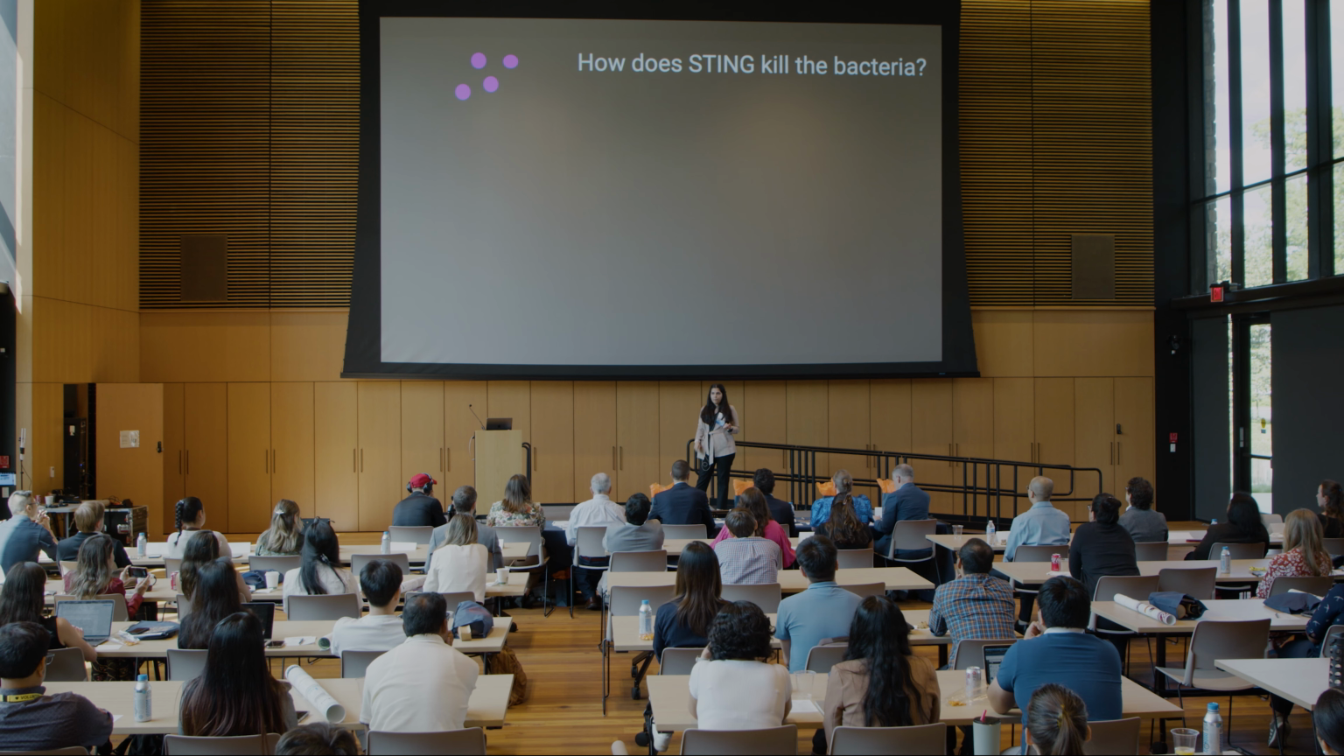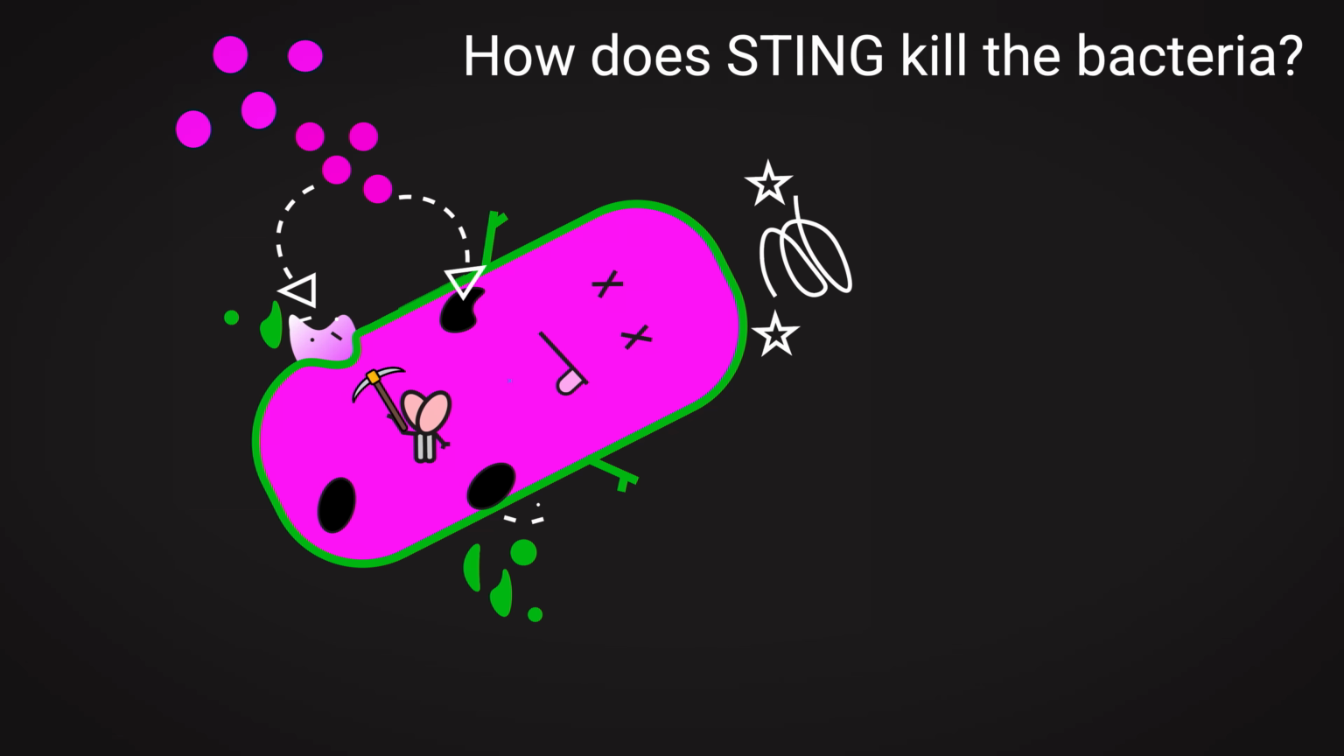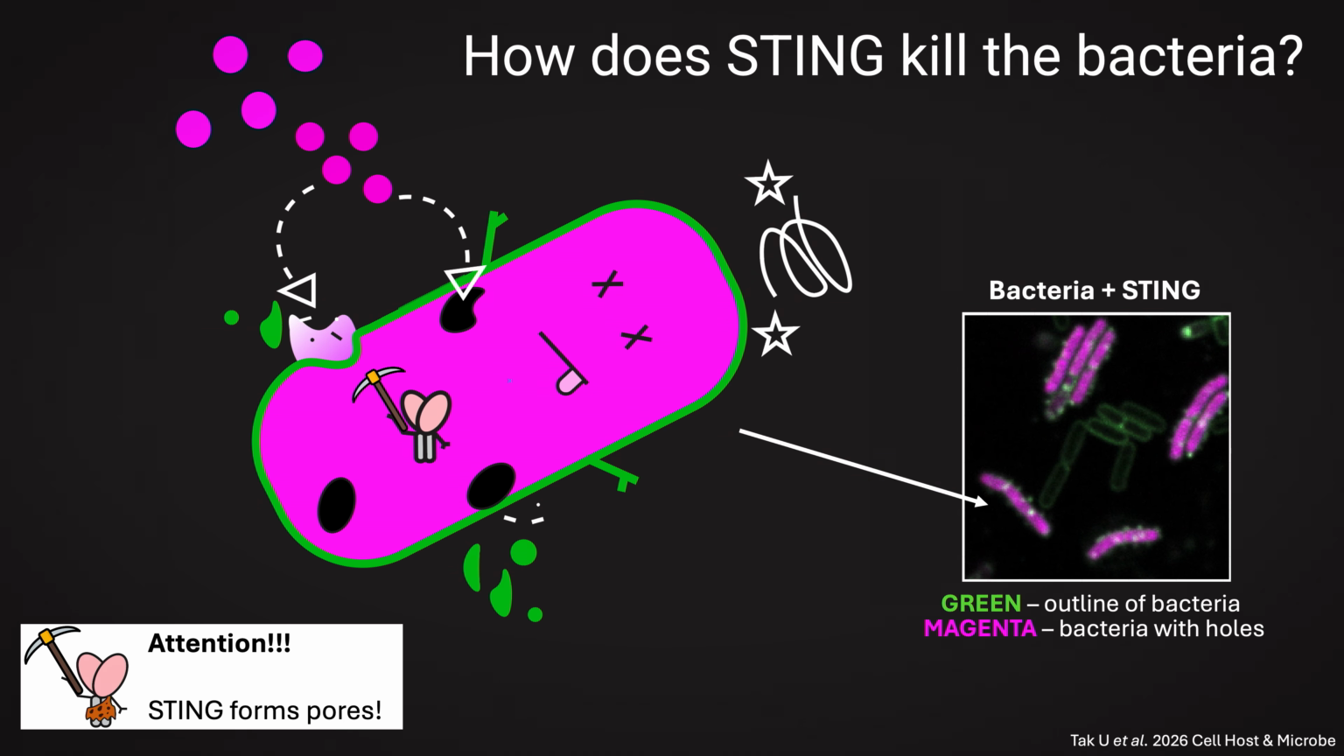How does it do so? I use this magenta dye, which cannot get inside bacteria. However, if the bacteria has holes or pores in it, it manages to get inside and color the bacteria magenta. So when we looked at the infected bacteria with STING, we saw that most of them were magenta in color. So this shows that STING seems to be punching holes or pores in the bacteria, here depicted by the pickaxe, and that's how it's killing the infected bacteria.